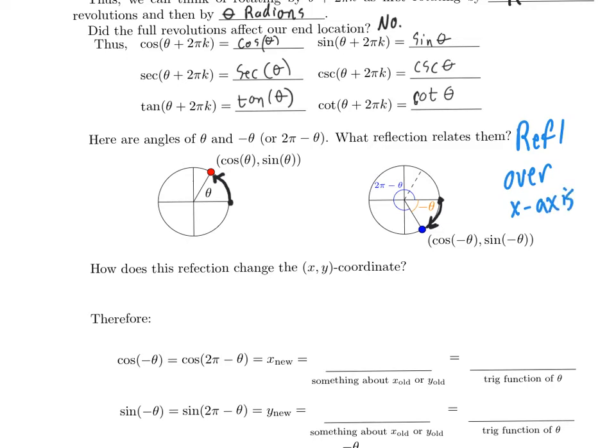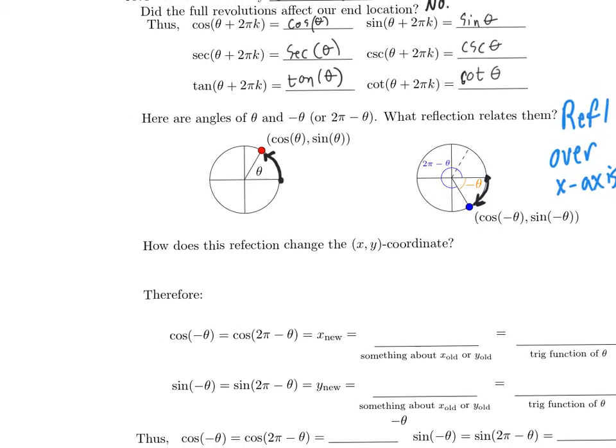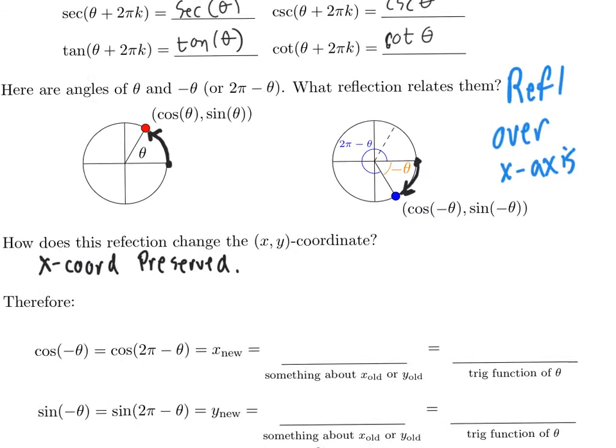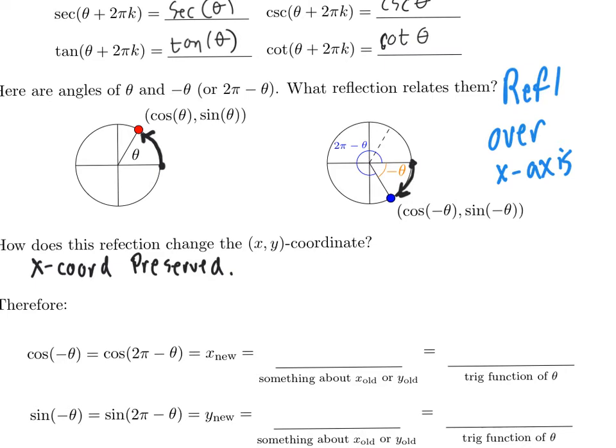What does that do to coordinates? Well, let's see, reflecting over the x-axis preserves x coordinates. So that means that this x coordinate is the exact same as that x coordinate. So cosine of theta is the exact same as the cosine of negative theta.